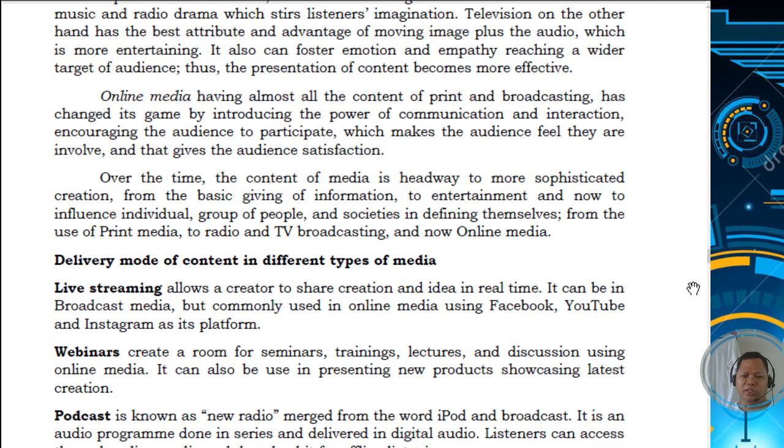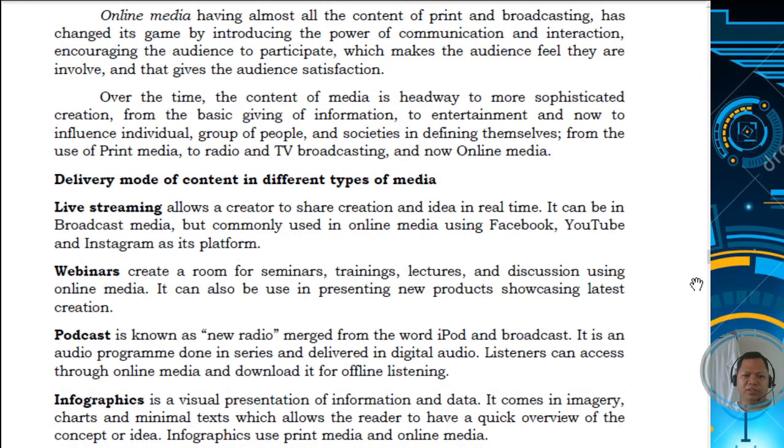So how do we deliver different types of media? First, we have this, especially on the internet today, Facebook, YouTube. Okay, so first we have live streaming. It allows a creator to share creation and ideas in real time. It can be in broadcast media but is commonly used in online media, using Facebook, YouTube, and Instagram as its platforms.